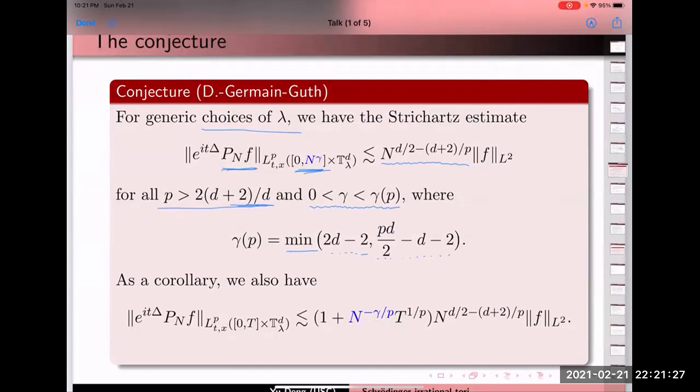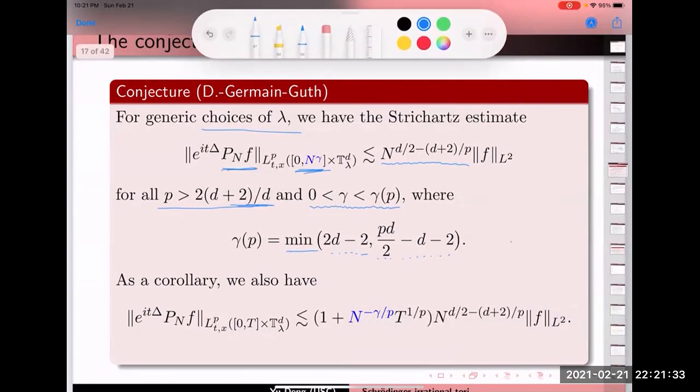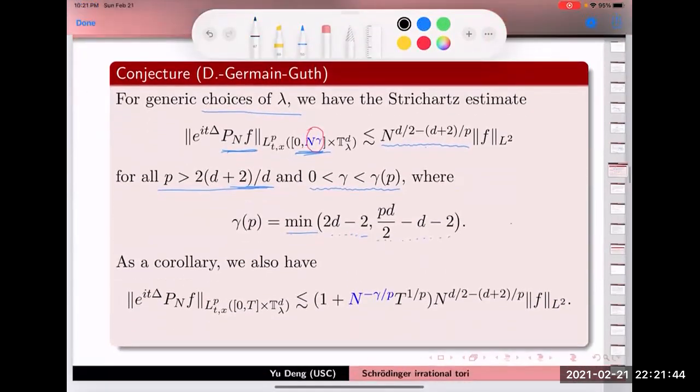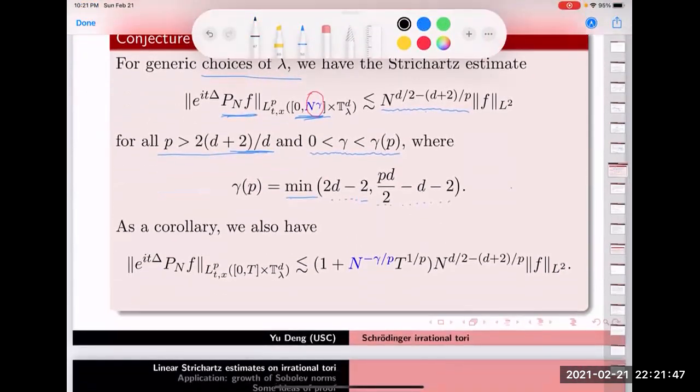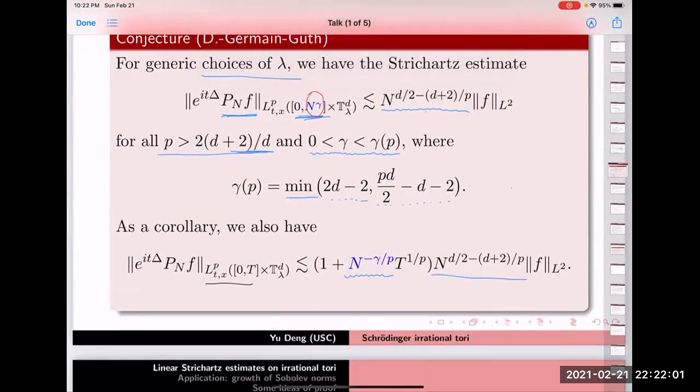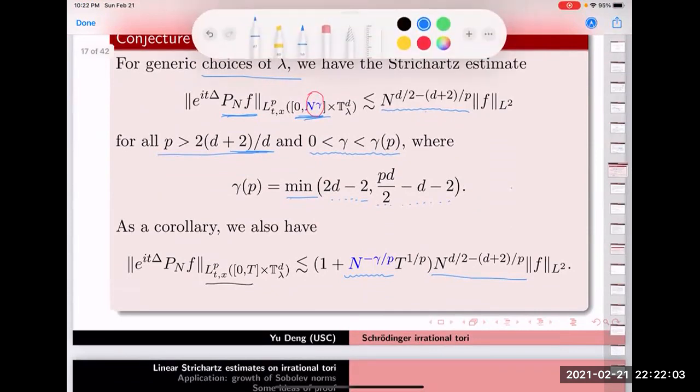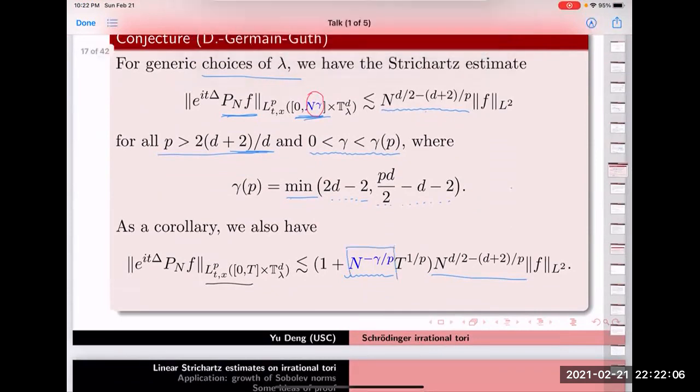Instead of time 1, now the same Strichartz estimate with the same right hand side holds for time up to N to the gamma, where N is the frequency of the function. Okay, as a corollary, you can see that we have this L^p norm up to time T bounded by 1 plus N to the minus gamma over p times T to the 1 over p times the same thing as you see in the case of a rational torus. So you have this extra factor, which is the improvement we get from irrationality.